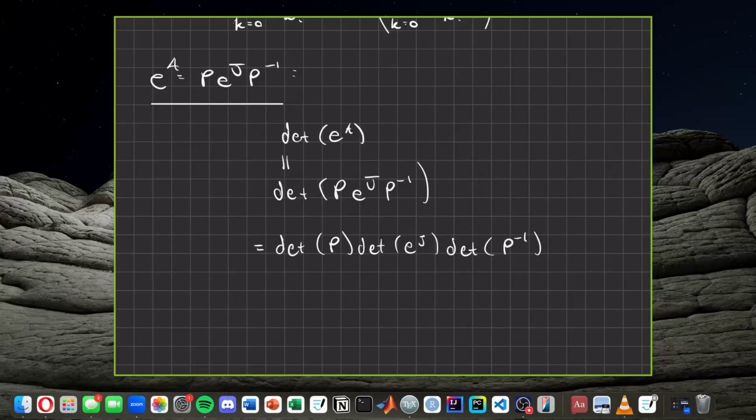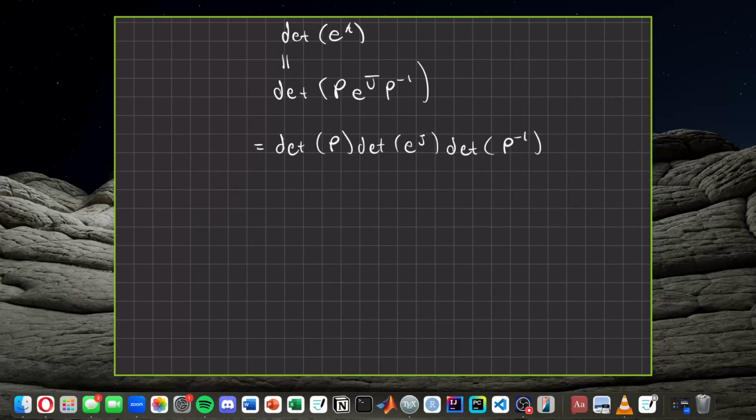Now, we're only really interested in the determinant of e to the j. So how do we get rid of the P and the P inverse in this case? If we considered the determinant of P times P inverse, let's just ignore the e here, this would just be the determinant of P times the determinant of P inverse.